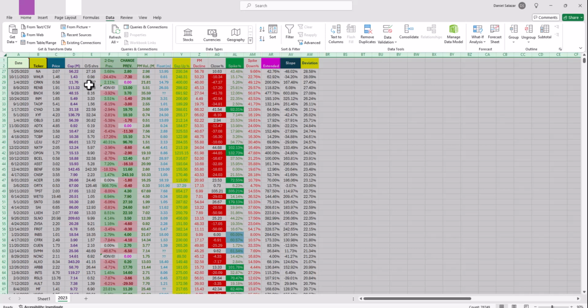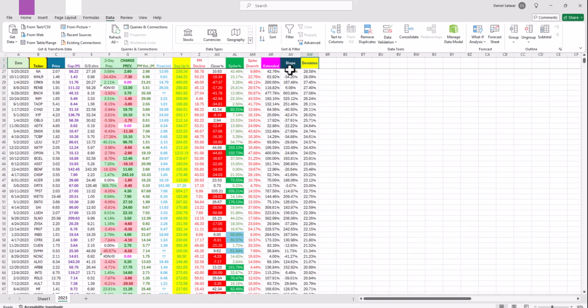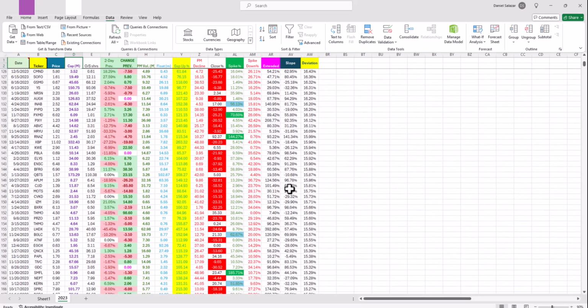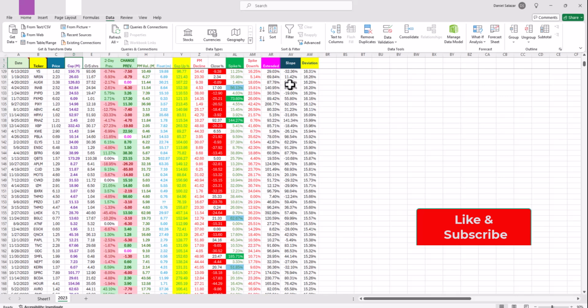What I usually like to do is sort them by cap first, and then divide them by deviation and slope. Because if you have seen other videos where instead of sorting them by slope and then deviation, you sort them by cap first and then by slope and deviation, you're going to notice that you have even more precise data with a better probability, because now you're not only measuring slope and deviation, but you're also taking market cap into account.